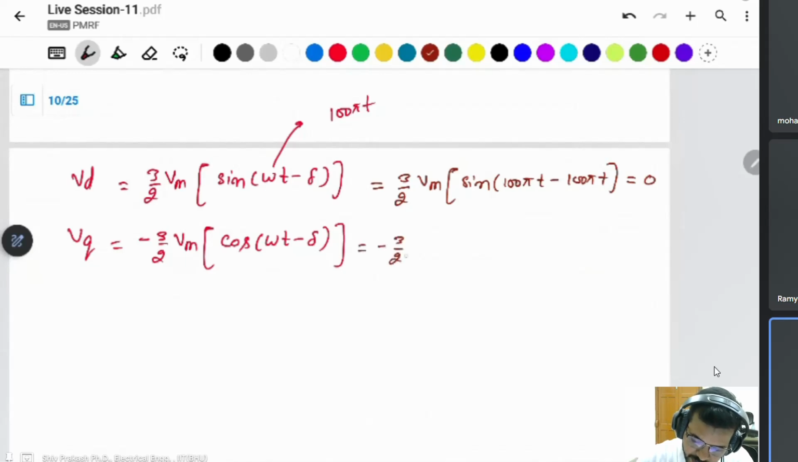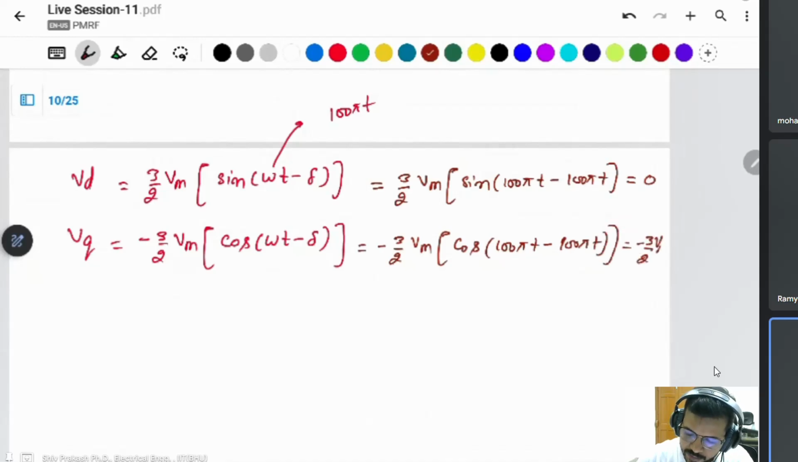Minus of 3 by 2 Vm cos of 100 pi t minus 100 pi t, that is cos 0, and cos 0 is 1. It means minus 3 by 2 Vm is the Vq. Then you can say Vd is equal to 0 and Vq is equal to minus of 3 by 2 Vm.